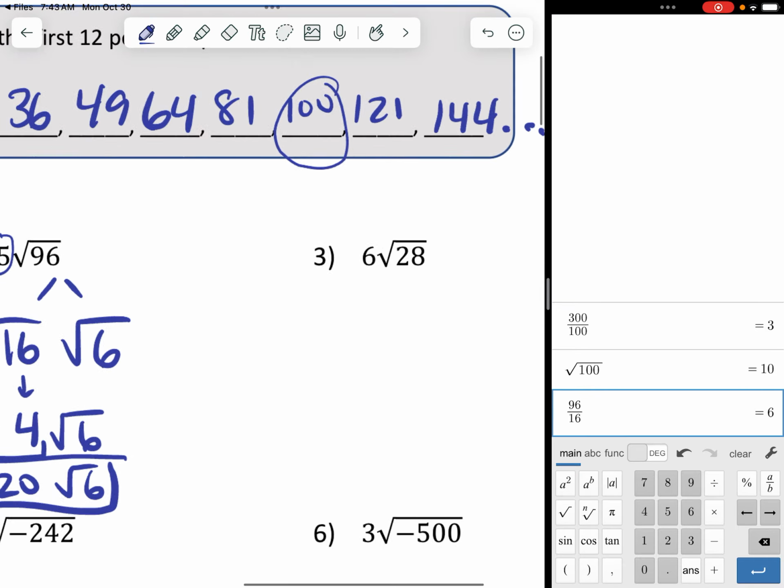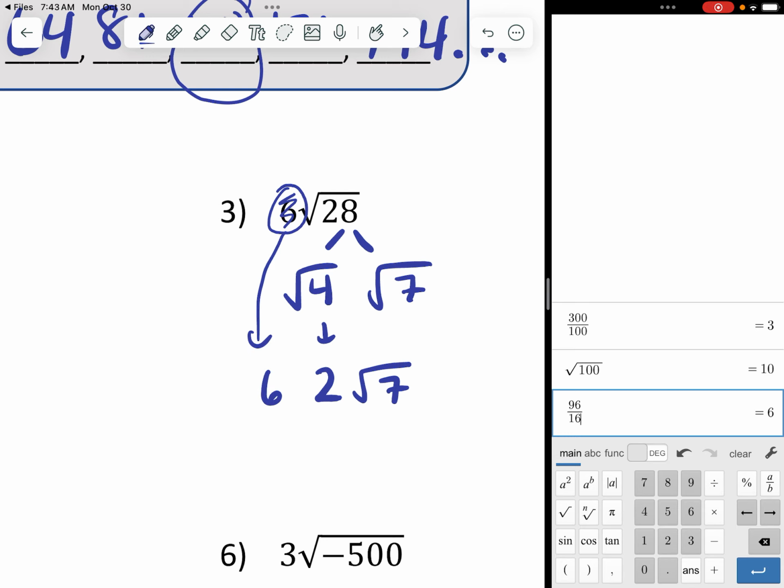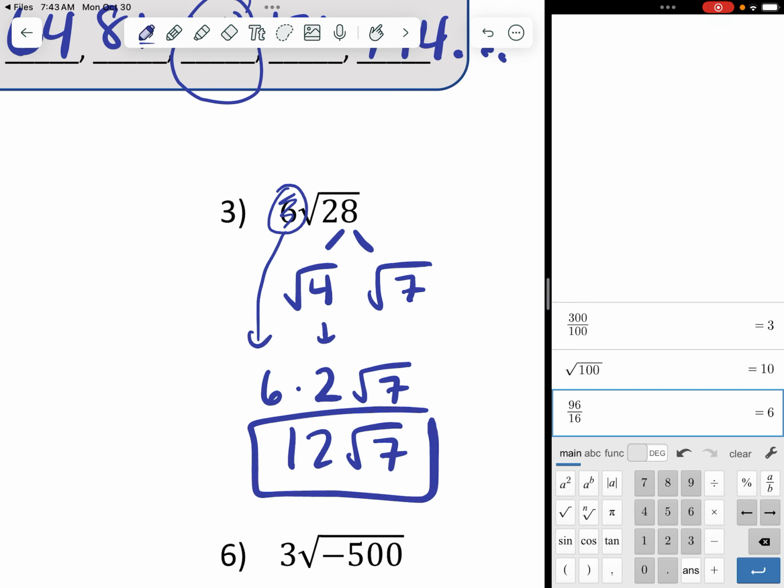Okay, so let's do another one. So 28, so again, we're going to kind of ignore that 6 for now, but 28, I can break that up, and I know that the biggest perfect square that goes into 28 is 4. 4 times 7. Now the square root of 4 is 2. It's not square root of 2, it's just 2. And it becomes 2 root 7, but now I bring down the 6, and we multiply. So 12 root 7 would be my answer.